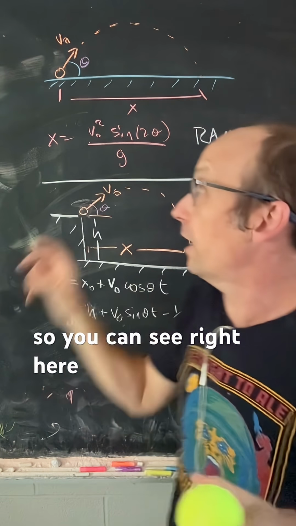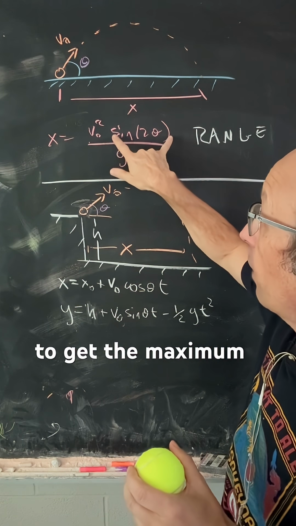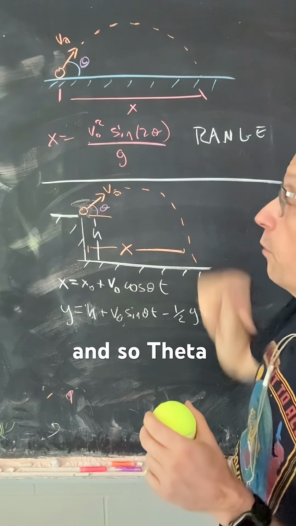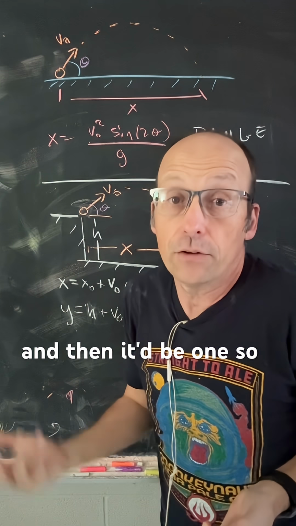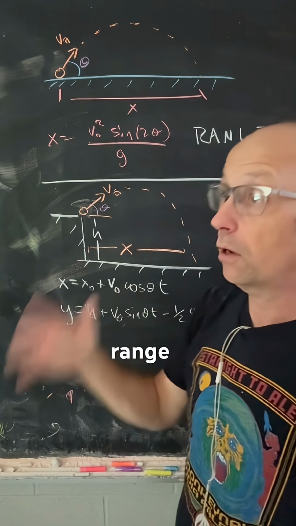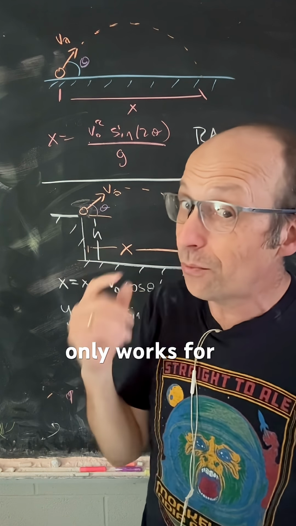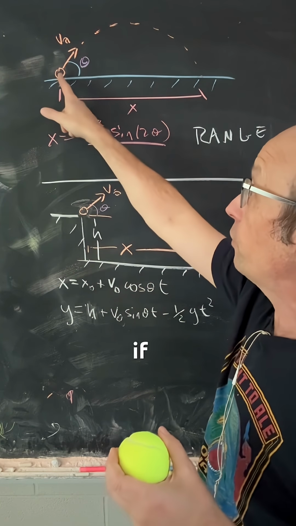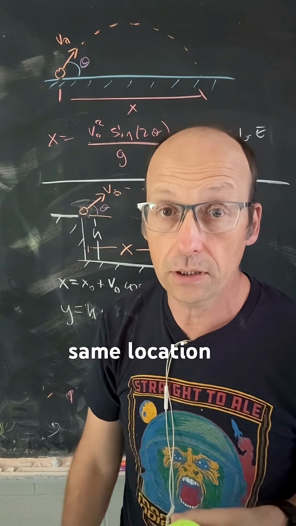So you can see right here, to get the maximum range, you would launch at an angle that makes this sine 2 theta equal 1, and so theta would be 45, and then that'd be 1. So a 45-degree angle gives you the maximum range. Why is it dangerous? Because it only works for that situation. This is projectile motion solved if you start and end at the same location.